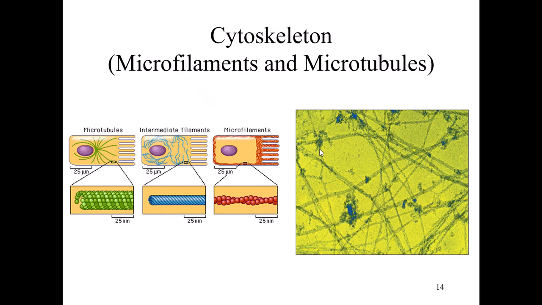The 3 filaments or fibers that make up the cytoskeleton, the first one is known as the microfilaments. So this here is showing a microfilament. These little balls right here are made up of a protein called actin. So actin actually makes up this entire filament.